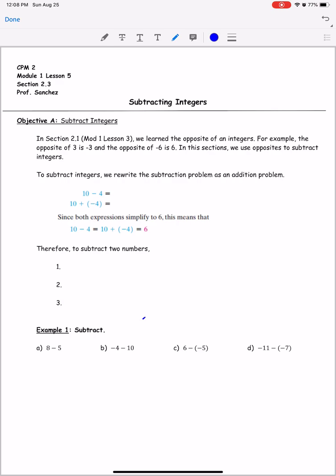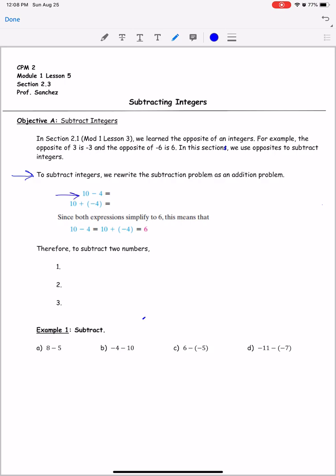It says in section 2.1, Module 1, Lesson 3, we learned the opposite of integers. For example, the opposite of 3 is -3, and the opposite of -6 is 6. In this section, we will use opposites to subtract integers. To subtract integers, we rewrite the subtraction problem as an addition problem.